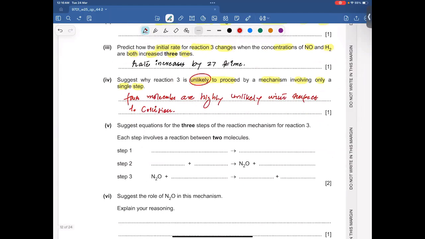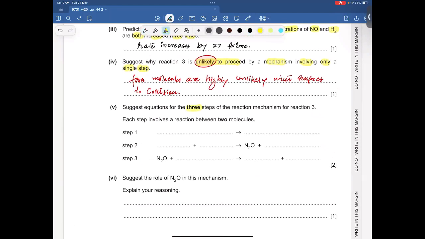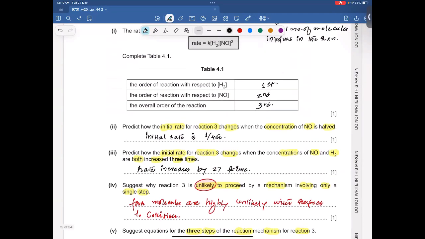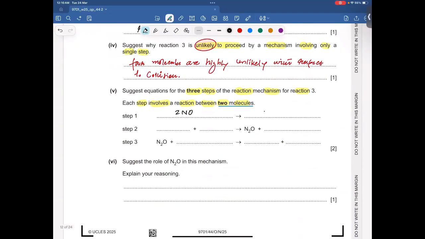Suggest equations for 3 steps of the reaction mechanism for reaction 3. Each step involves reaction between 2 molecules. Examiner is saying 2 molecules. So when 2 NO are involved in the reaction, it's going to be N2 and O2. All right. Now N2 and O2 is reacting with hydrogen, converting into N2O plus H2O.